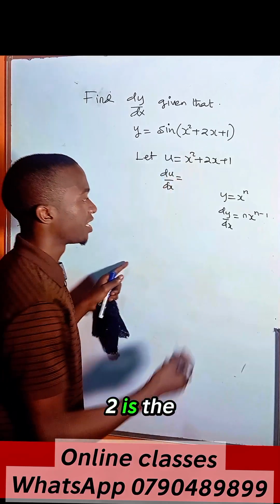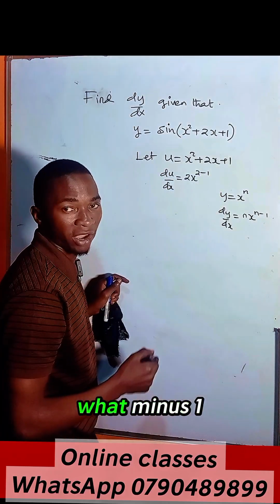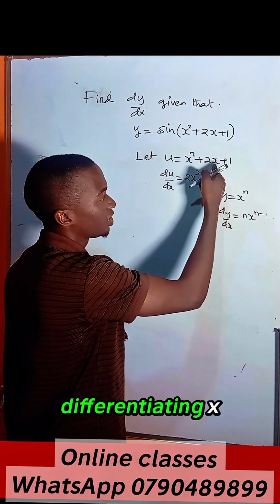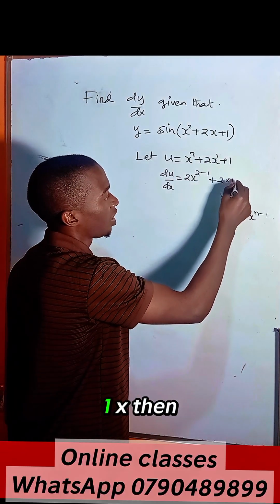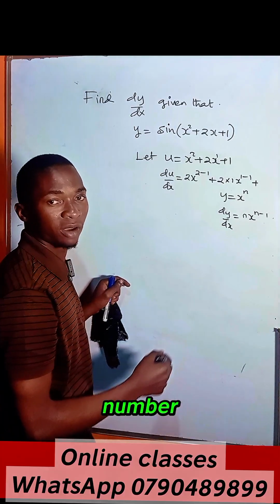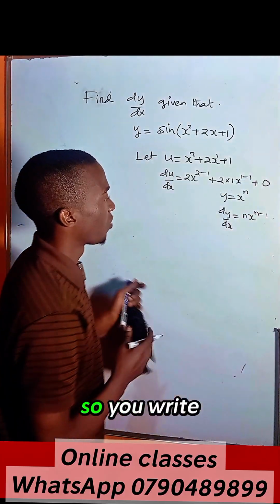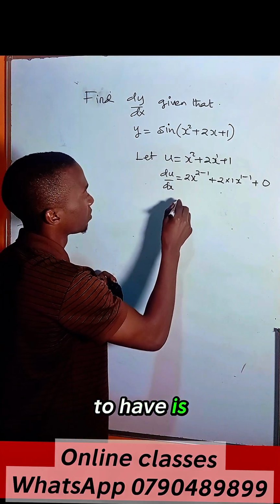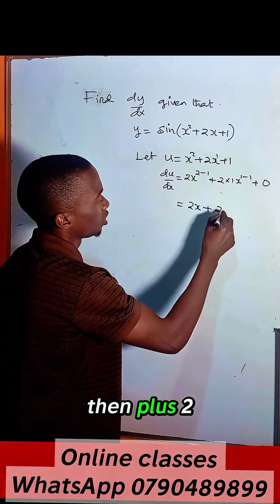So this is what we're going to do here. X to the power of 2 is the same as 2 times x to the 2 minus 1. Then plus, factoring out 2, differentiating x, the power of x here is 1, so this is 1 times x to the 1 minus 1. And when you differentiate a constant number, 1 is a constant number, it is 0. So you write 0 like this. Now here we're going to have 2x plus 2.